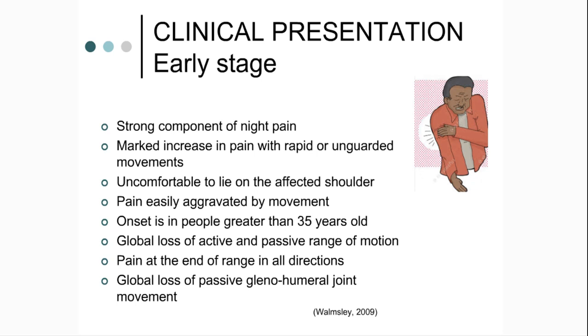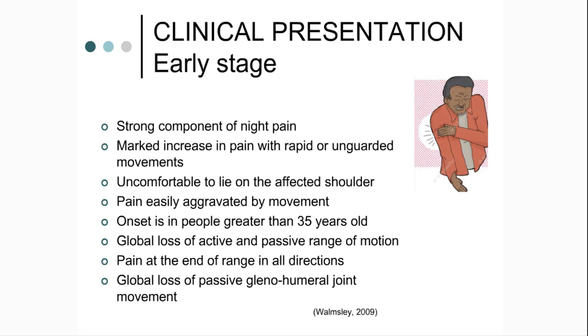These last 3 were more about movement, and they decided that there was a global loss of both active and passive range of motion, and interestingly and significantly so, pain at the end of range in all directions. And I think that's important. Patients with tendon pain may have pain at the end of flexion and perhaps hand behind back or internal rotation, but not usually in external rotation. So the experts determined that they had to have pain at the end of range in all directions. And anecdotally, I clinically would agree with that.